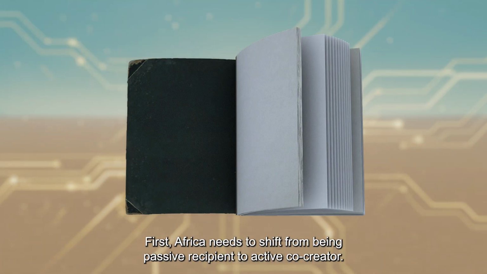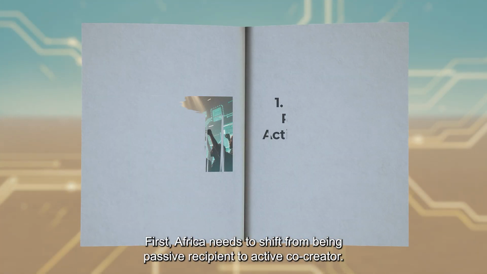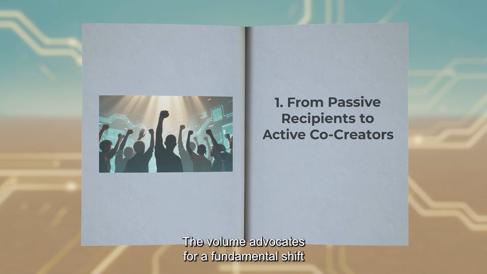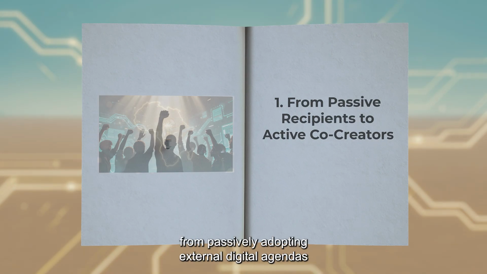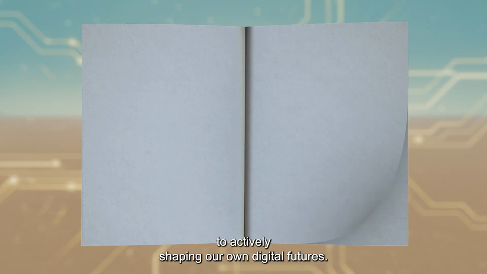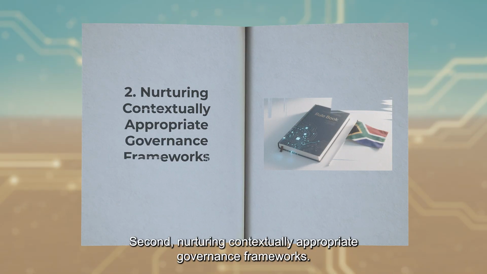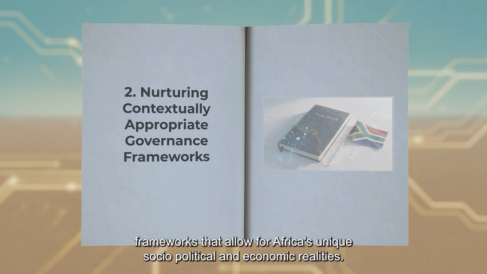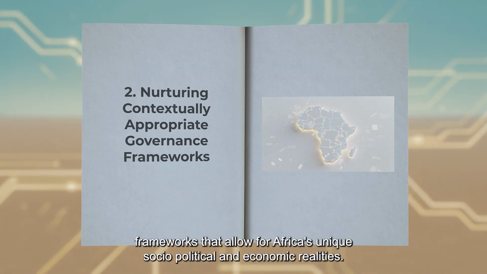First, Africa needs to shift from being passive recipient to active co-creator. The volume advocates for a fundamental shift from passively adopting external digital agendas to actively shaping our own digital futures. Second, nurturing contextually appropriate governance frameworks. The study recommends the rigorous enforcement of flexible frameworks that allow for Africa's unique socio-political and economic realities.